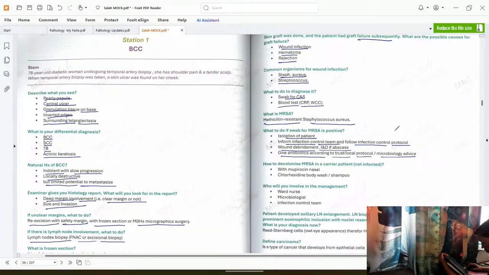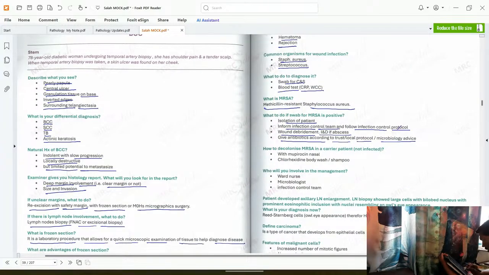How to decolonize them? How to decolonize MRSA in a patient not infected? With mupirocin nasal ointment and chlorhexidine body wash and shampoo. Who will you involve in the management? The ward nurse, microbiologist, and infection control team.